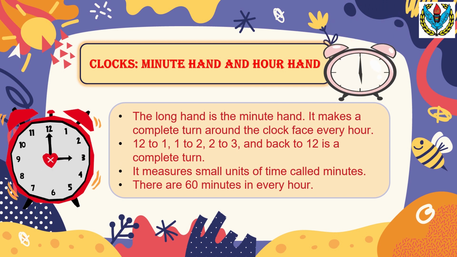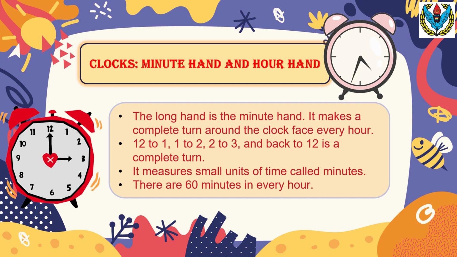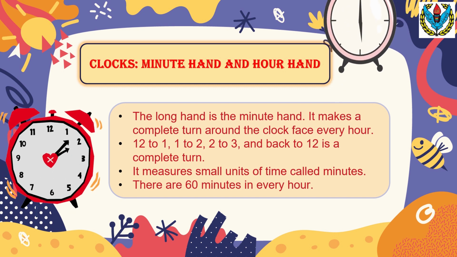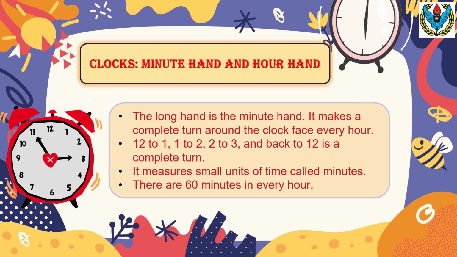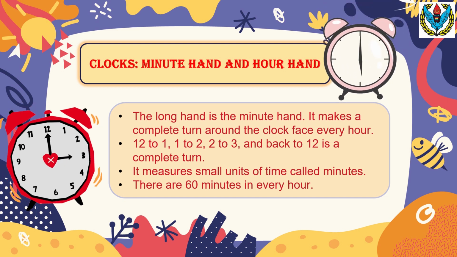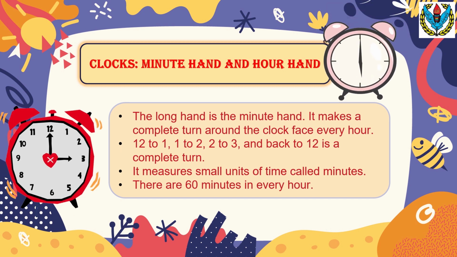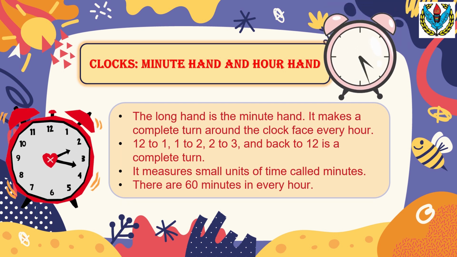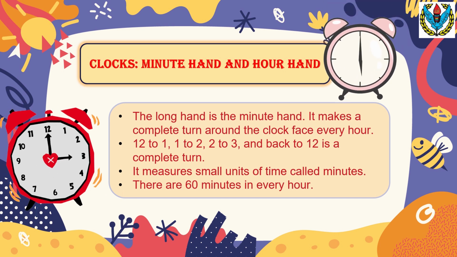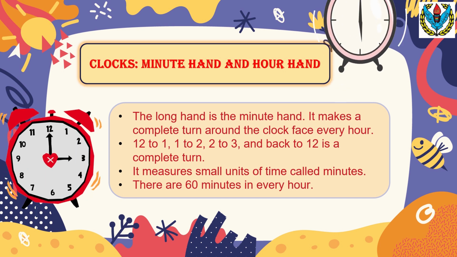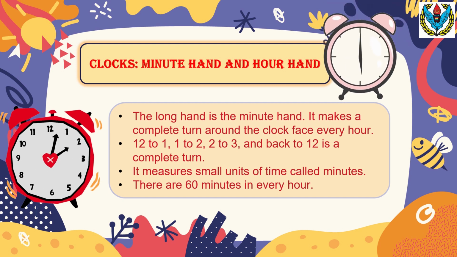Look closely at the clock. Watch the long hand. See how it moves. Wait and watch carefully. Count the small markings along the edge. The long hand is the minute hand. It makes a complete turn round the clock face every hour. 12 to 1, 1 to 2, 2 to 3, and back to 12 is a complete turn. It measures small units of time called minutes. There are 60 minutes in every hour.